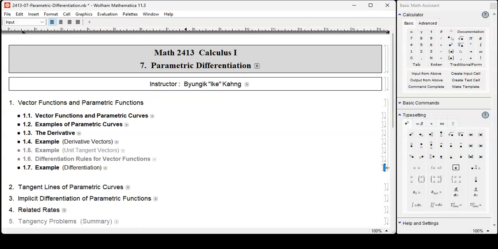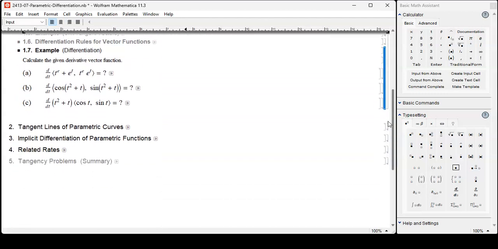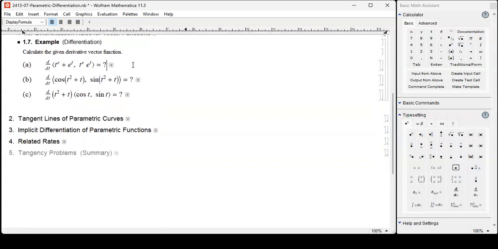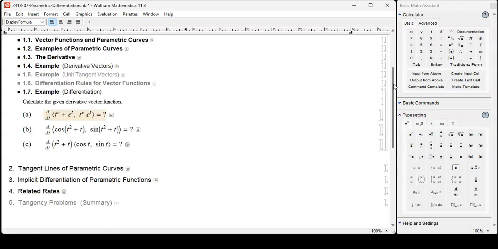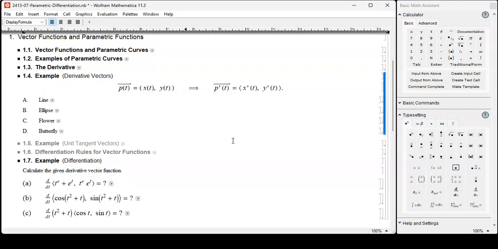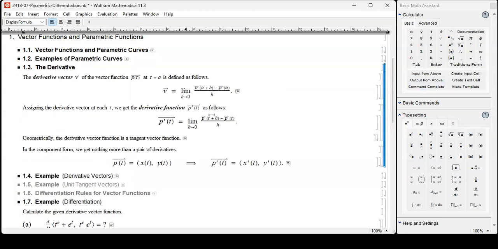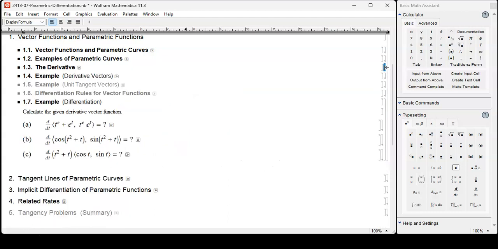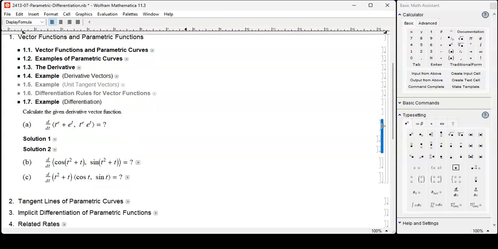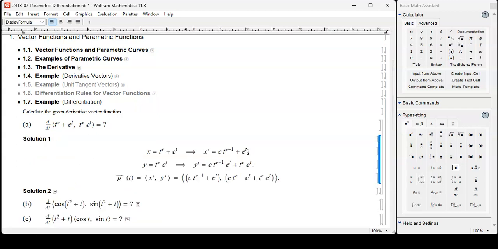As for some math exercises, here we go. Calculate the given derivative vector. So let's calculate the derivative. How do you do that? Do we set up the Newton quotient and find the limit the way it is defined? Of course not, we don't do it that way. We do it this way. Take the derivative of x and derivative of y separately and put those two together. Simple derivative computation, so let's go ahead.